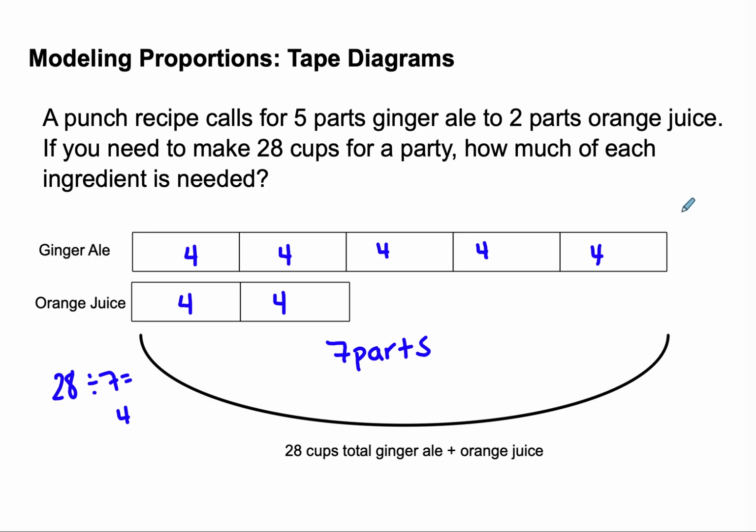Okay, how much of each ingredient is needed? Well, let's add 4. 1, 2, 3, 4, 5 boxes. 4 times 5. I'm going to need 20 cups of ginger ale, and then I'm going to need 8 cups of orange juice.